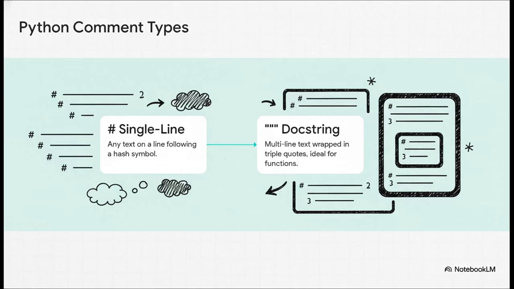So first up, you've got your single line comment. Anything on a line that comes after a hash symbol, yep, a hashtag, is a comment. Simple as that. You can pop it on its own line before some code or tack it on the end of a line for a quick little note. Then you have your multi-line comments, which you'll often hear called docstrings. You make these by wrapping your text in a set of triple quotes. These are awesome for explaining the purpose of a whole function or a bigger chunk of code.